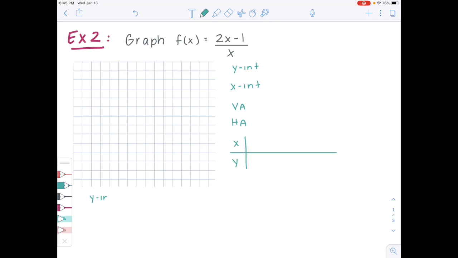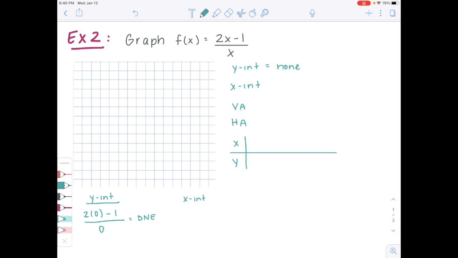y-intercept, that's where we want to plug in 0 for x. So we're going to get 2 times 0 minus 1 over 0. This does not exist because we cannot have 0 in our denominator, so there is no y-intercept.